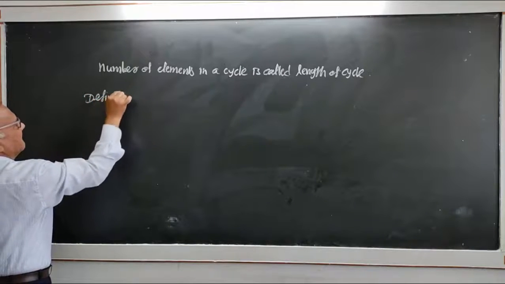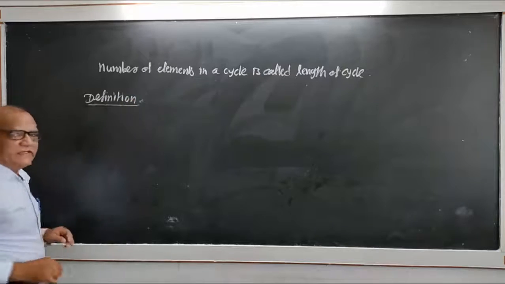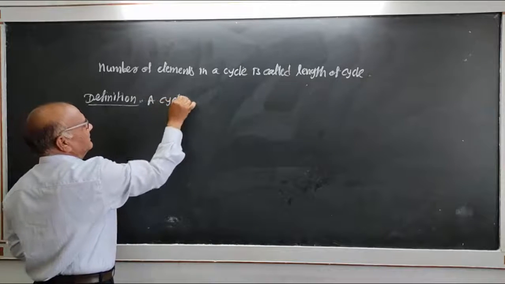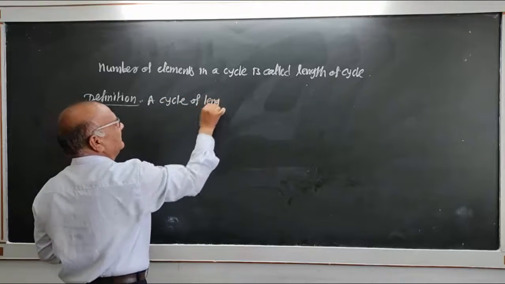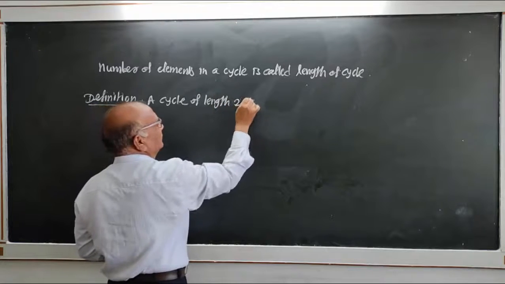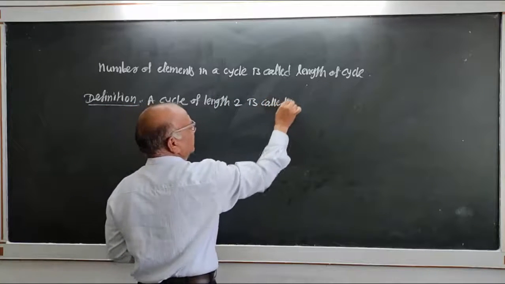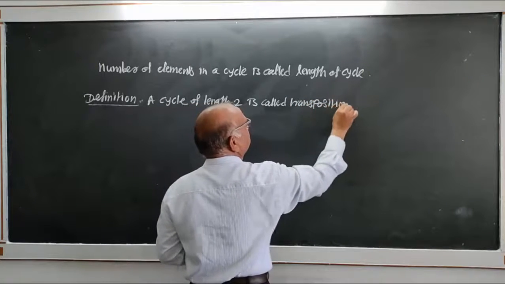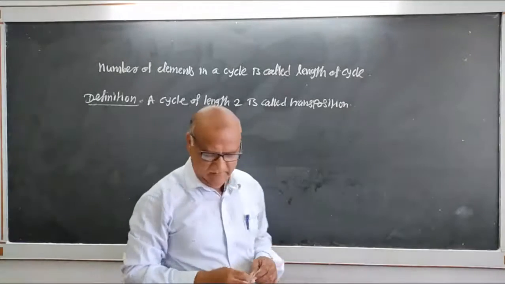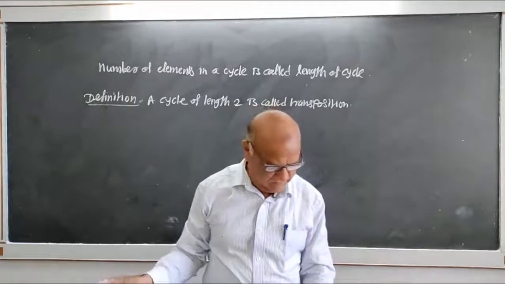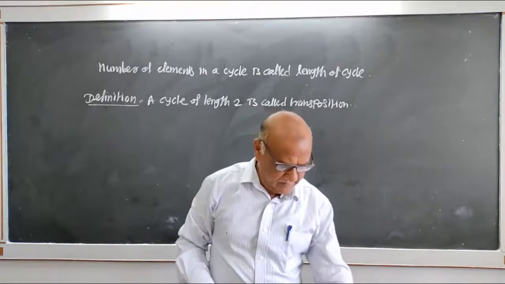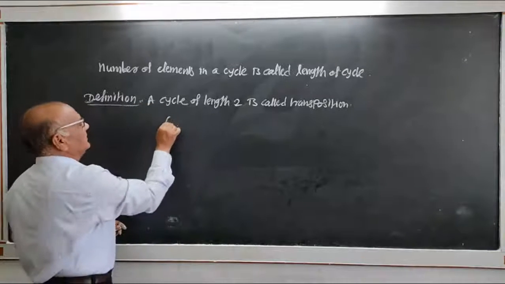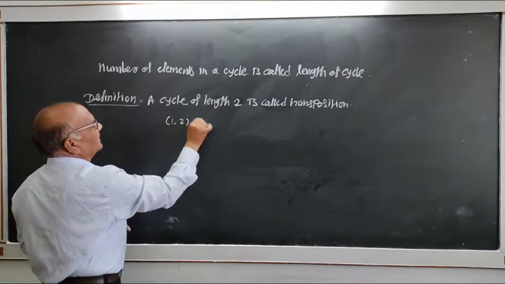Definition. A cycle of length 2 is called a transposition. It's called a transposition. That means, like this, (1 2) is a transposition.